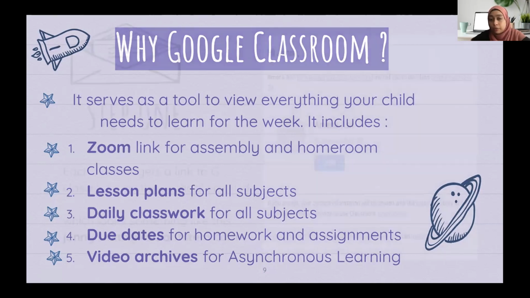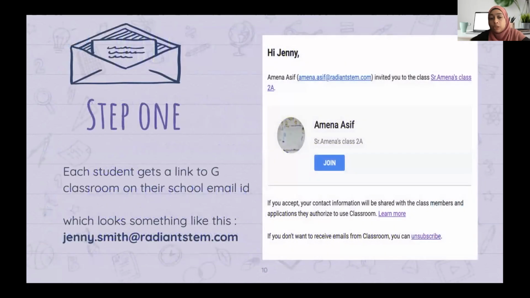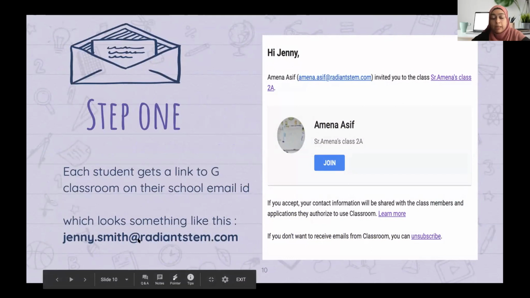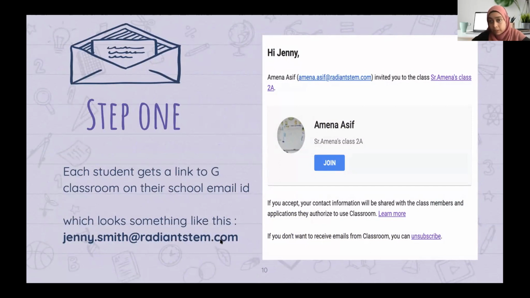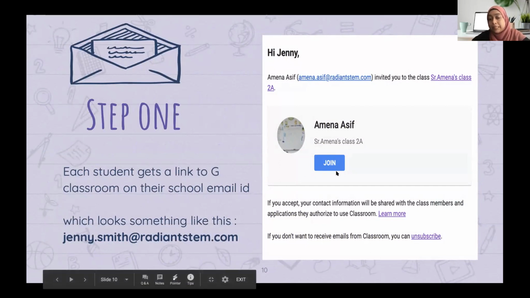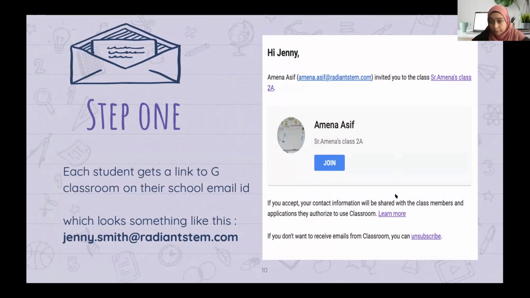So the first step in Google Classroom, you will be given a link for your child. It would have the first name and last name at radianstem.com. Then you log in with your new email and password. And there you would probably see an invitation that looks like this email, coming from every homeroom teacher. You can go in and accept the invitation to join the class.